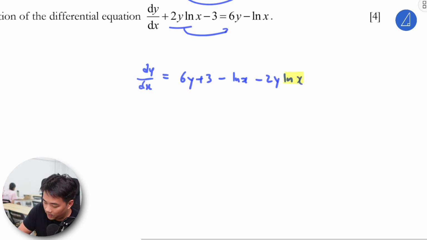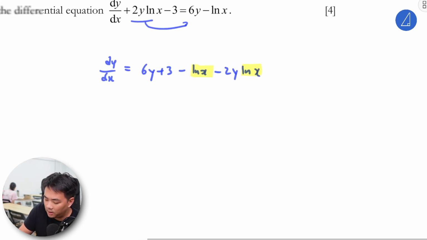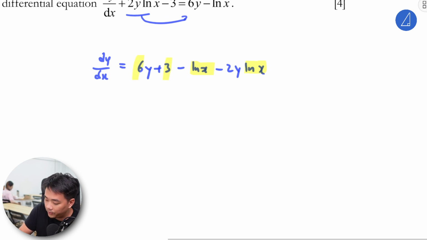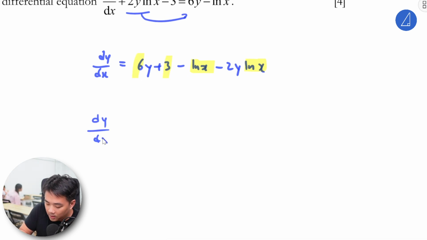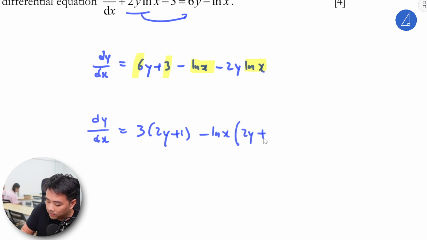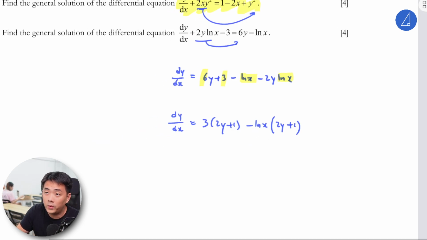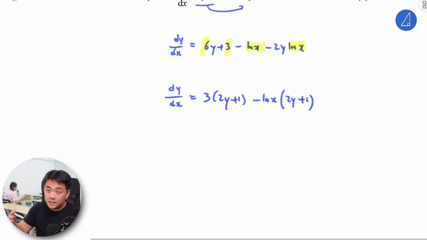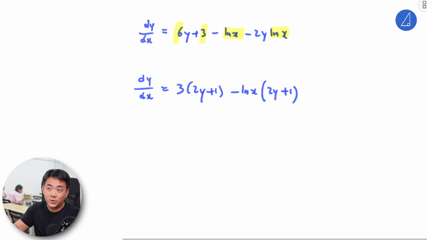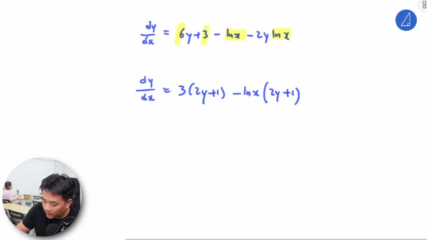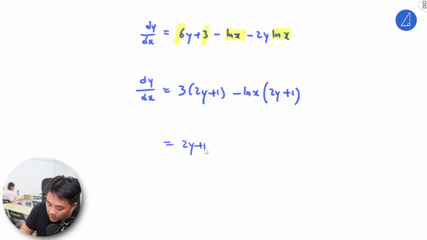This ln x here and this ln x here. Then I think I could factorize this 3 out as well. So this will be dy dx equals 3 times 2y plus 1, then minus ln x times 2y plus 1 as well. Just nice. So it's always factorization by grouping. Just understand it has to be method of separable. So you just try and separate them. So factorize the 2y plus 1 out. This will be 3 minus ln x.